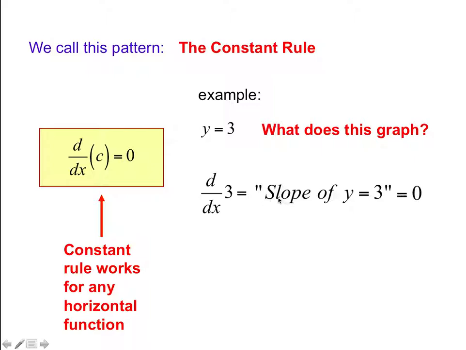When we're asked to find the derivative of the function 3, we can think of that as being the slope of y equals 3. And so all constants have slope of 0 because all constants graph horizontal lines. This is kind of in quotes here. It's what we're thinking, but we typically say the derivative of 3 equals 0.